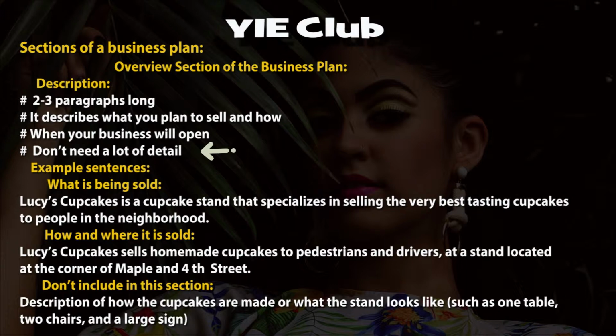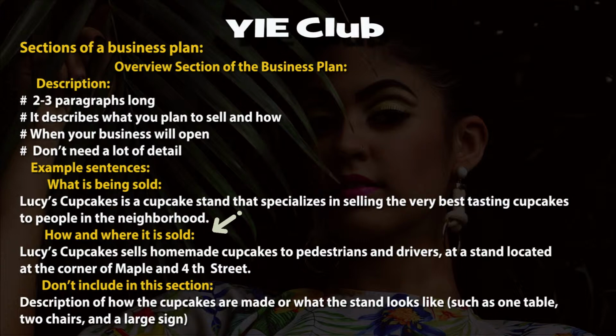I'm going to give you a couple of examples of sentences that you can put within your business plan. These are just examples. You're going to tailor them to fit your particular business idea. The first thing you're going to talk about in this overview section is what is being sold. Here's an example of a sentence that will address what is being sold. Lucy's Cupcakes is a cupcake stand that specializes in selling the very best tasting cupcakes to people in the neighborhood. All right, so that's what's being sold.